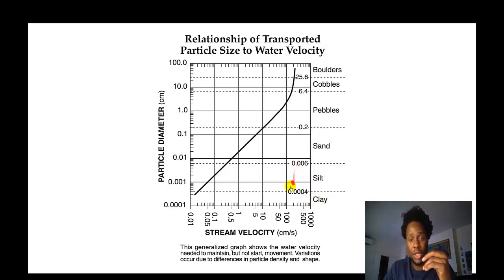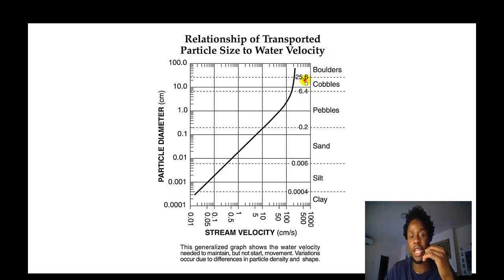Silt would range from 0.0004 to 0.006. Take note of the number of zeros that you have after the decimal. Really important. And then a little bigger than silt is sand, ranging from 0.006 to 0.2. Bigger than sand is pebbles. Pebbles will range from 0.2 all the way to 6.4 centimeters in diameter. Then bigger than pebbles will be your cobbles, more than 6 centimeters all the way to 25 centimeters.